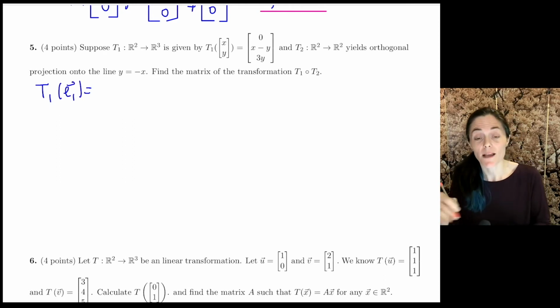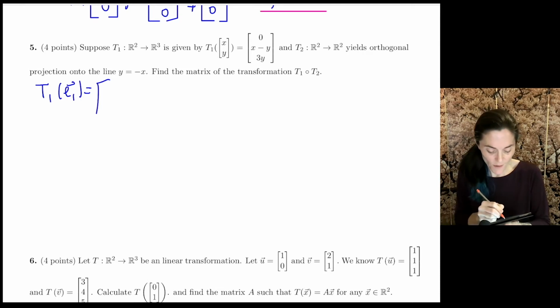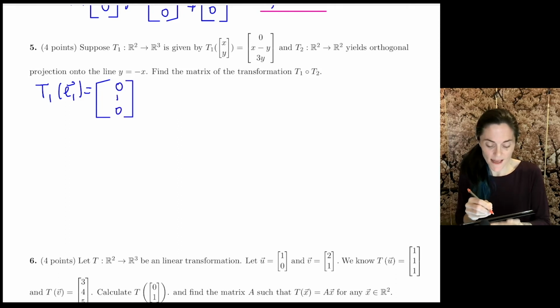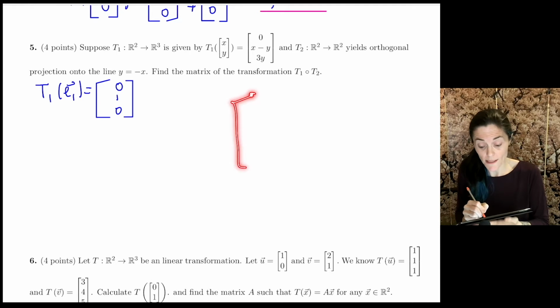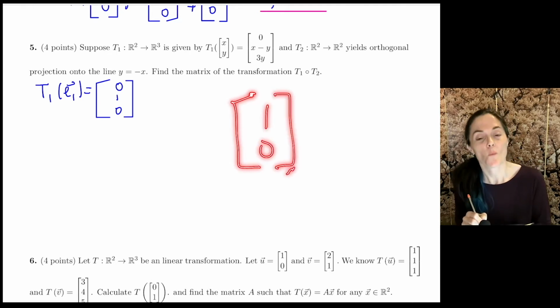This one takes in a vector in R2 and gives you a vector in R3. T1 of E1 is 0, 1, 0. E1, in R2, is this, right? It has a 1 in the first coordinate and zeros everywhere else.